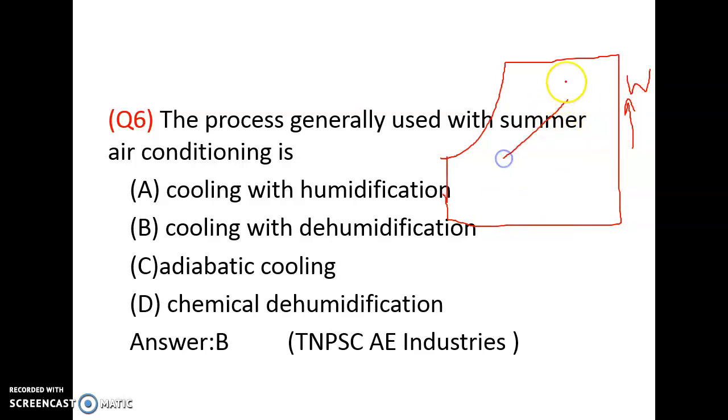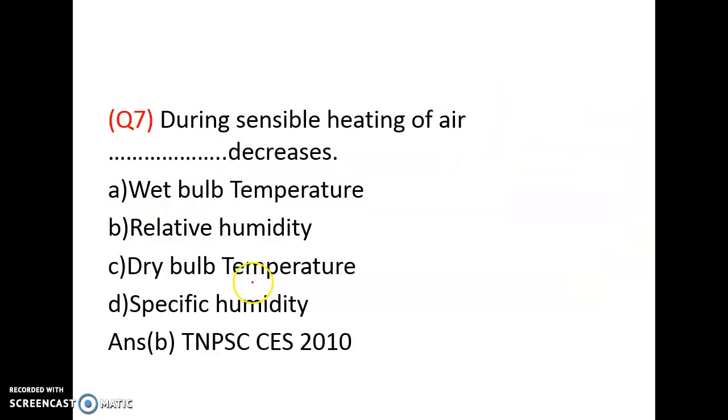So the process will be like that, 1 to 2. Here it is a cooling process, where the dry bulb temperature decreases as well as the humidity, here W1, here W2. W2 is less, it contains less vapor, so this process is called a cooling and dehumidification process. In summer air conditioning we are using cooling with dehumidification.